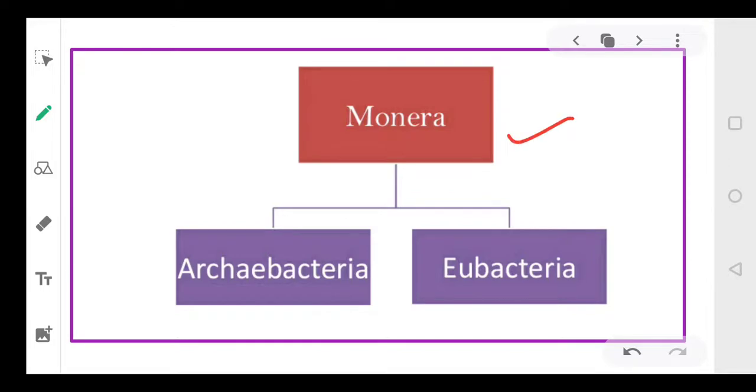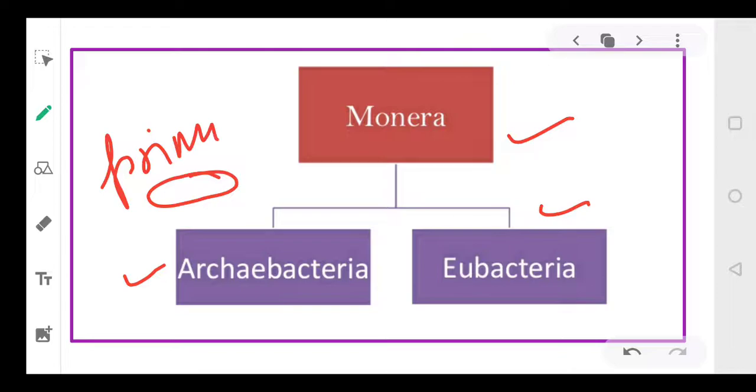Now, when we're talking about Monera, this Monera is further classified into 2 more categories, that is Archaebacteria and Eubacteria. Archaebacteria means the primitive bacteria. While the Eubacteria are considered to be the true bacteria.